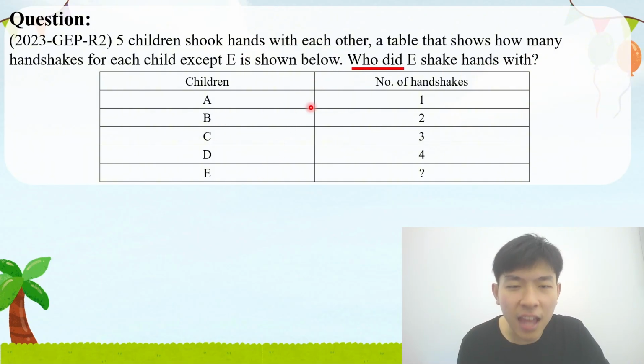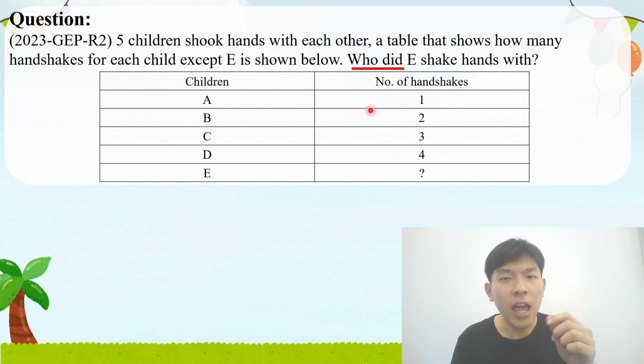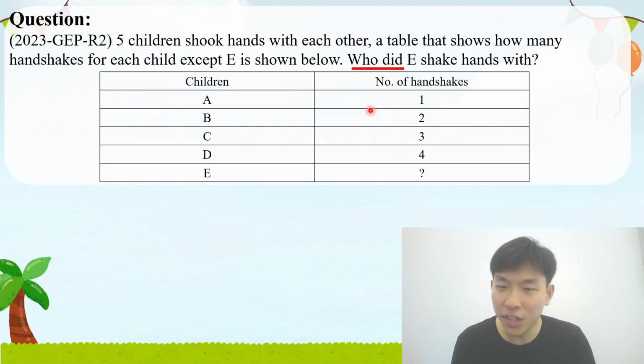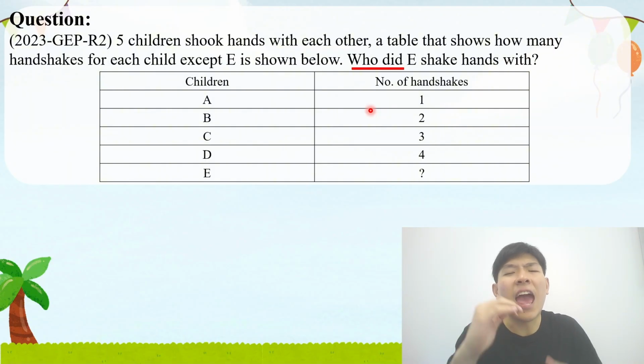So let's try to understand this table here. First, let's look at the children. A, number of handshakes is 1. What does this mean? A shakes hands with how many children? Very good. Shakes hands with 1 child. B shakes hands with how many children? 2. Perfect. C shakes hands with 3. And D shakes hands with 4. Very good.